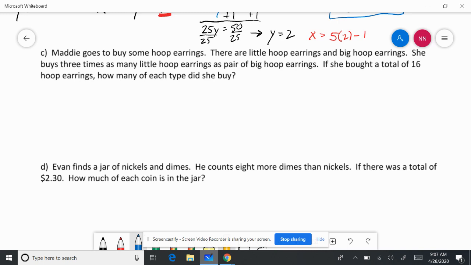We're going to continue solving systems of equations using substitution, but we're focusing on word problems. Now, when we're looking at this one, it says Maddie goes shopping for hoop earrings. There are little hoop earrings and there are big hoop earrings. So we're going to define those as X and Y. So X is number of little hoop earrings.